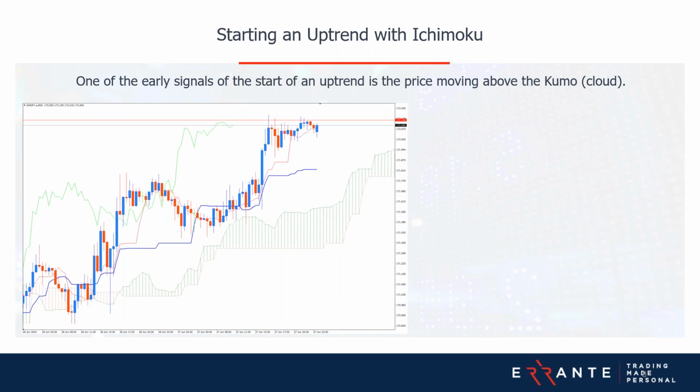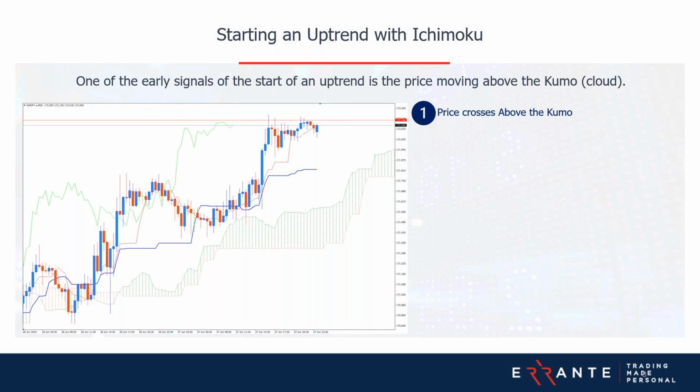Now, let's focus on identifying the start of an uptrend to have a more precise look at the price action and market trends using the Ichimoku indicator. Recognizing the beginning of an uptrend is crucial for entering trades early and maximizing profits. One of the earliest and most reliable signals of an uptrend starting is when the price moves above the Kumo or cloud. Let's break it down into key indicators that signal this transition.